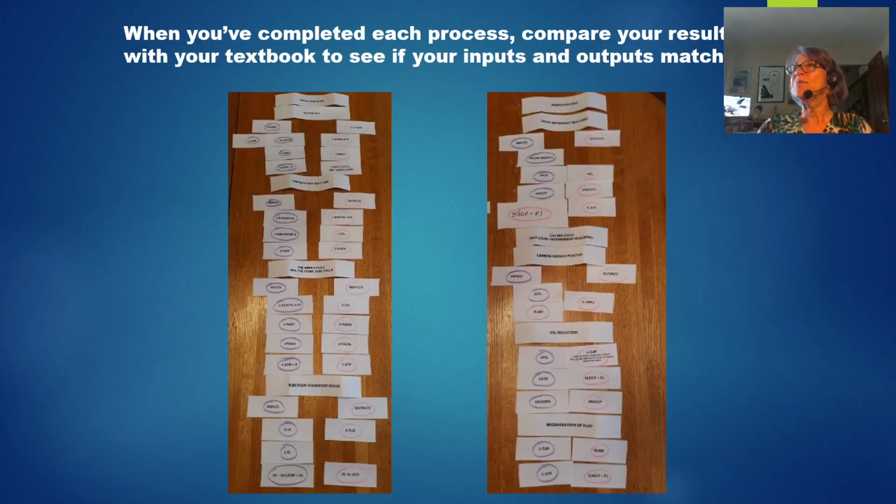And then as you complete each process, what you want to do is just go through your textbook and see, did you match this up right? So you can see my original picture. I drew this wrong, and I had my ADP plus P in pink, but it should be in purple or in blue as an input.